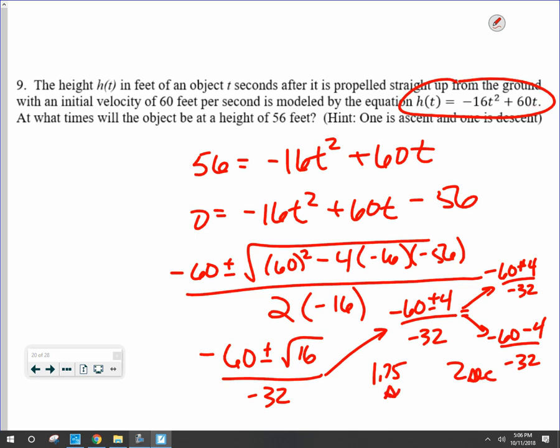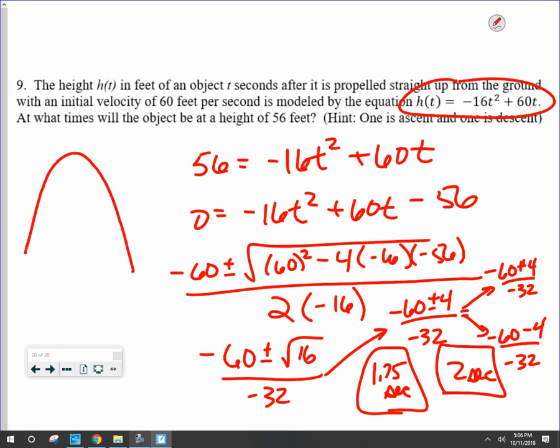Now, why are there two answers? I want to go through that just quickly here. If you had a projectile propelled up above the ground, it would hit that height in two locations, one on the ascent as it's going up, and one on the descent as it's going down.